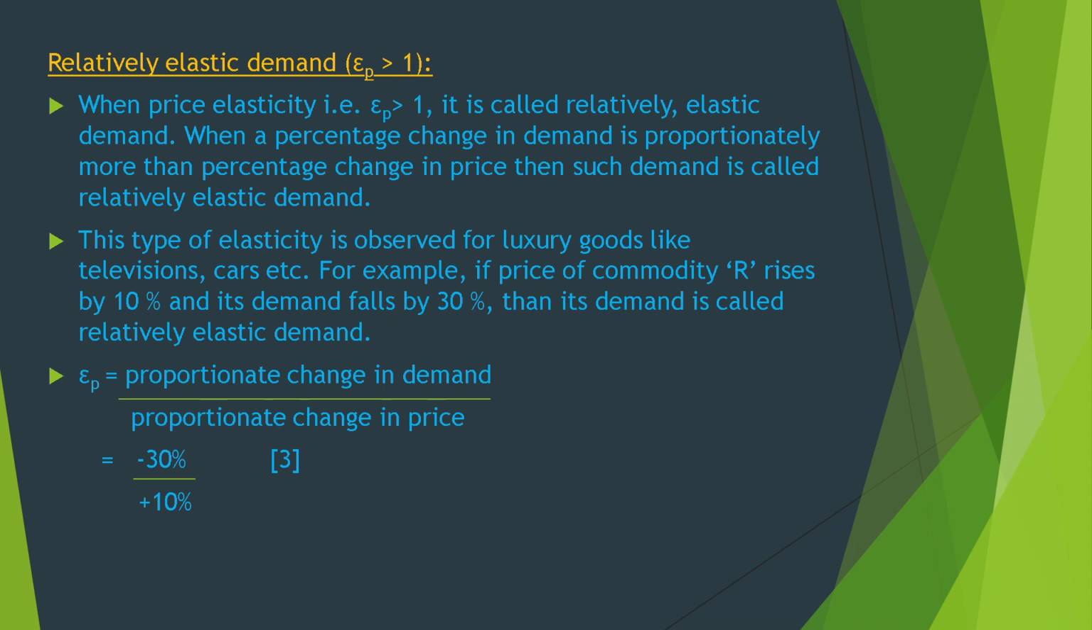Relatively elastic demand, EP greater than 1. When price elasticity, that is EP, is greater than 1, it is called relatively elastic demand. When the percentage change in demand is proportionately more than the percentage change in price, then such demand is called relatively elastic demand. This type of elasticity is observed for luxury goods like televisions, cars, etc. For example, if the price of commodity R rises by 10% and its demand falls by 30%, then its demand is called relatively elastic demand. EP equals proportionate change in demand divided by proportionate change in price equals minus 30% divided by plus 10% equals 3.